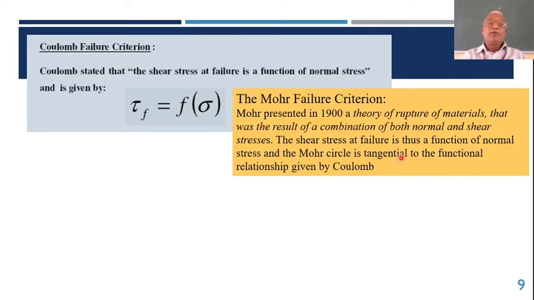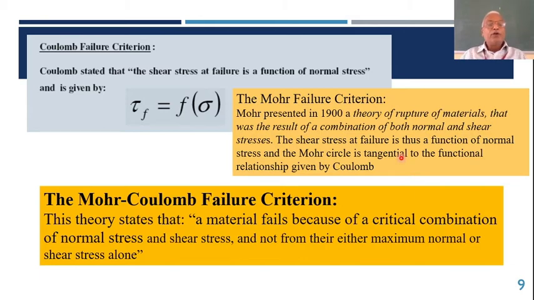Now the combination of Coulomb and Mohr gave rise to the Mohr-Coulomb failure criterion. This theory states that a material fails because of a critical combination of normal stress and shear stress, and not from either the maximum normal or maximum shear stress alone. Appreciate the earlier slide statement; I have said exactly the same thing, that in the Mohr circle, more normal stress or more shear stress will not give you a failure condition. What is the failure condition? It is a particular combination of normal and shear stress that makes the angle of obliquity maximum, which leads to what is known as the angle of friction. That is what the Mohr-Coulomb failure criterion tells.